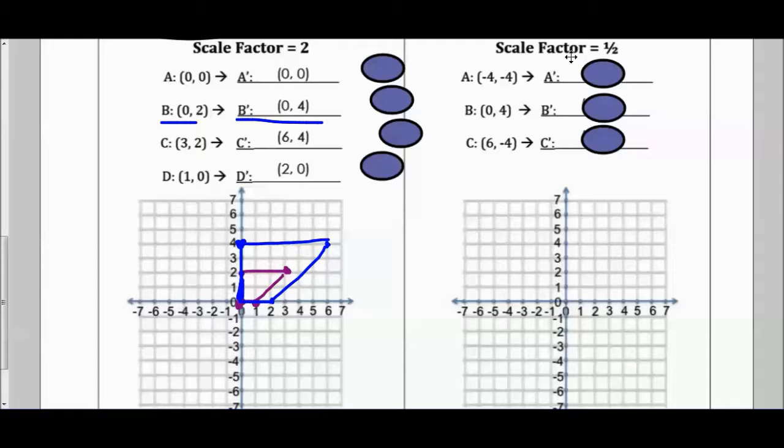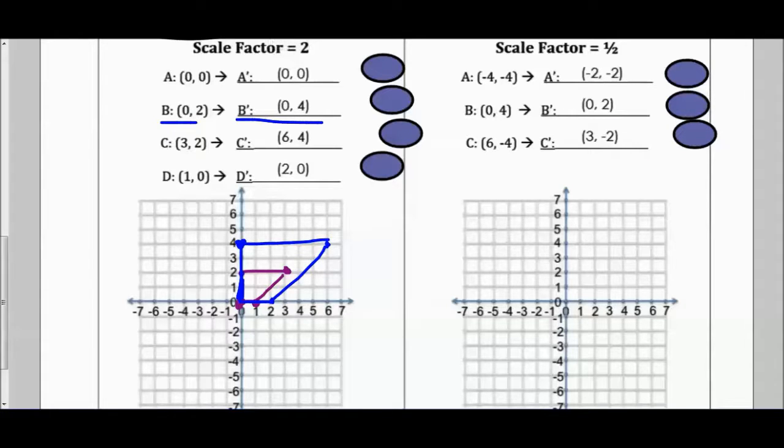Alright, for the next one, we have a scale factor of 1/2. That means we're multiplying times 1/2. The numbers are going to get smaller. Multiplying both those times 1/2, we get -2, -2. Multiply 0 times 1/2, it's still 0. 4 times 1/2 is 2. And then we multiply C's coordinates by 1/2, we get 3 and -2.